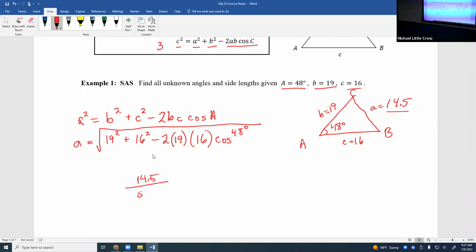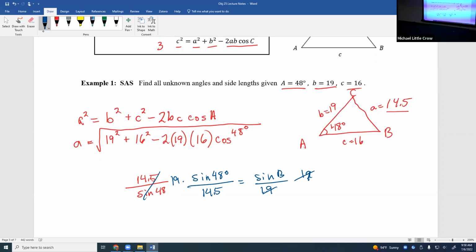14.5 over the sine of A. Oops, no, I want to have it the other way around, because I'm going to solve for the angles. So sine 48 degrees over 14.5. It doesn't matter which one you want to do. Let's go with B: sine of big B over 19. Multiply both sides by 19, and then take the inverse sine.